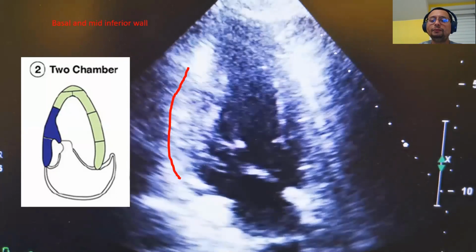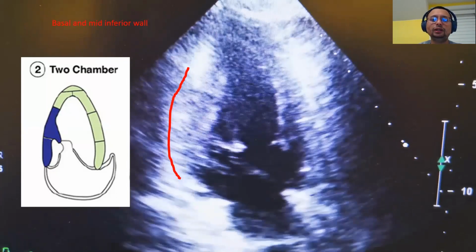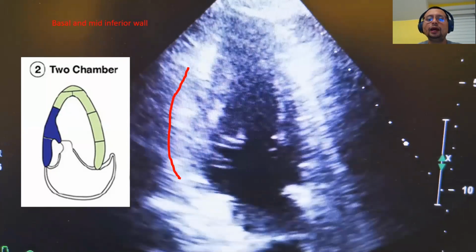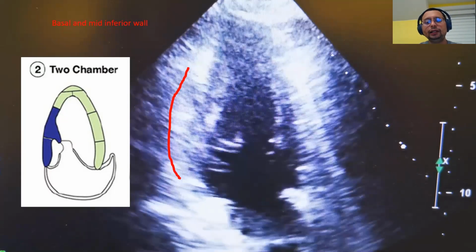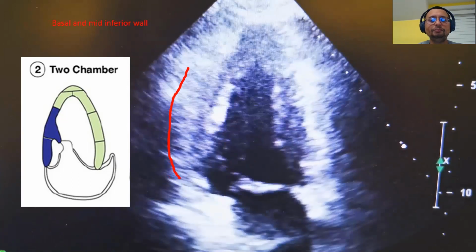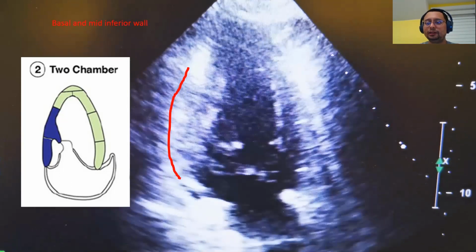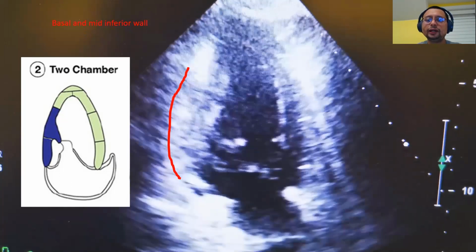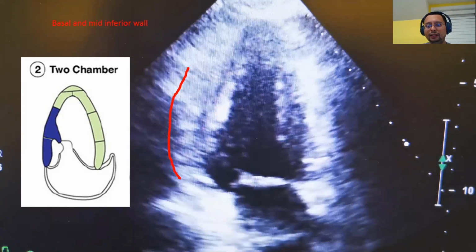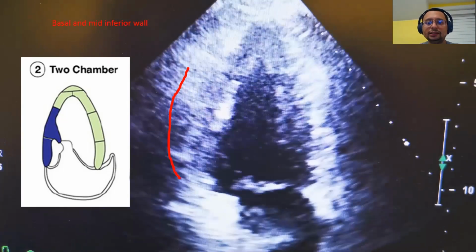What is our clue? Remember in our apical four-chamber view just now, we had septal involvement. To be precise, we had involvement of the basal inferoseptal wall in the apical four-chamber view. You know that the basal inferoseptal and sometimes mid-inferoseptal is supplied by the PDA branch of the RCA. Because that segment is hypokinetic, you know that this is at least mid-RCA involvement. So how do we differentiate whether this is a mid or proximal RCA involvement? We look at the next one.